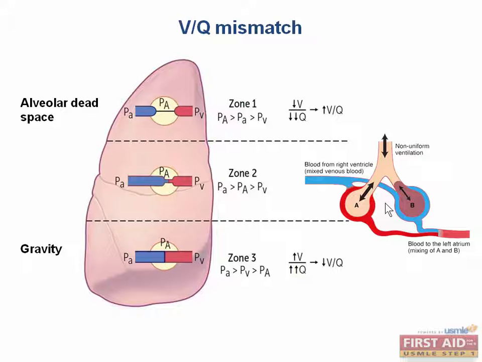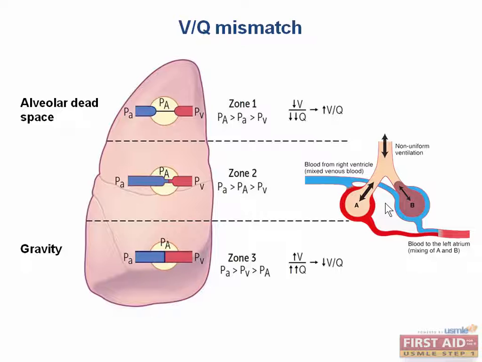Dead space ventilation represents a VQ mismatch approaching infinity. In this instance, there is ventilation but no perfusion. All of this blood doesn't flow through an oxygenated alveolus. So what's a clinical example? Well, a massive pulmonary embolism would be the classic example. In this case, giving the patient 100% oxygen should improve the PO2.